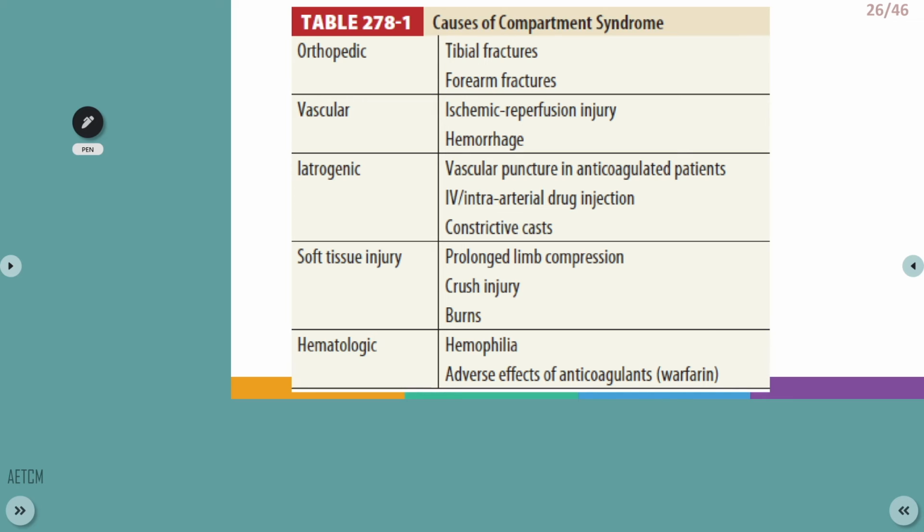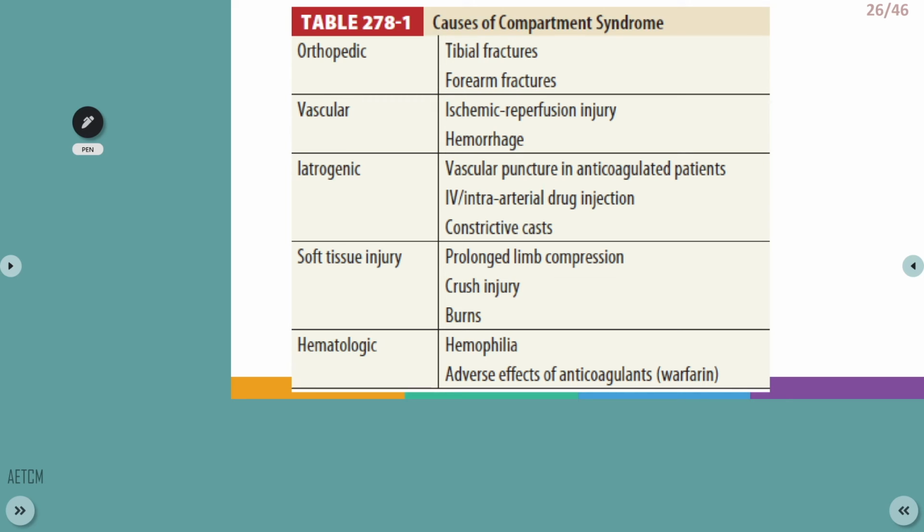So when we come to the leg and forearm, there are two bones there. So that is easy to remember. So these are the main sites where compartment syndrome can happen. So it is in the forearm or in the leg, secondary to tibial fracture or any forearm fracture.